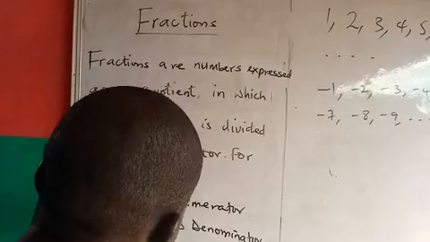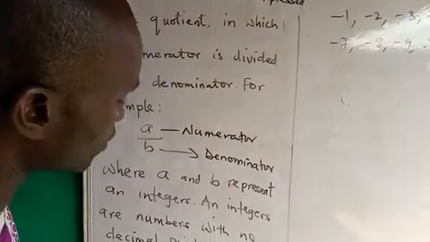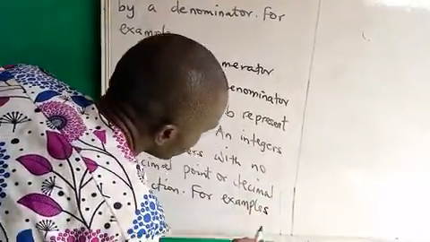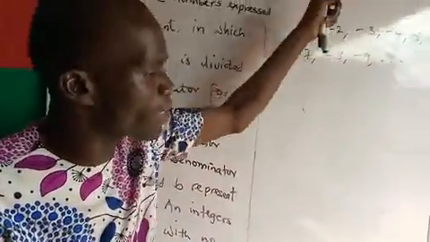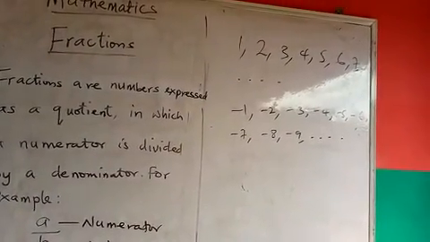Now, let us see that again. Look at some of the examples of integers. They are already given there. Now, I think we can move on. Let us now look at the two types of fraction.